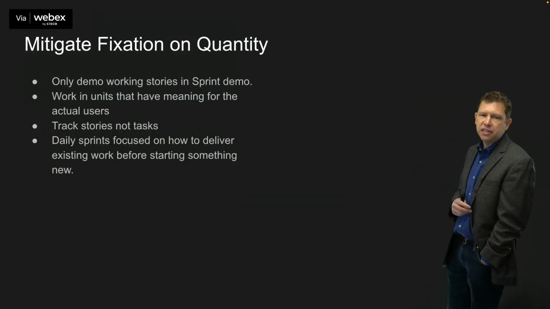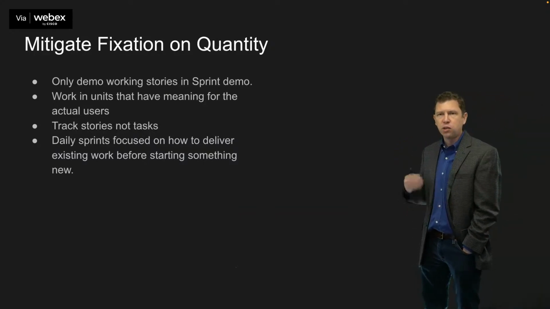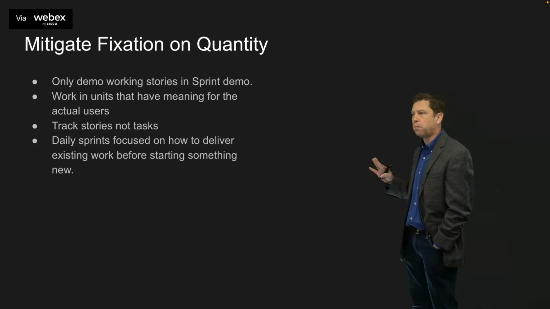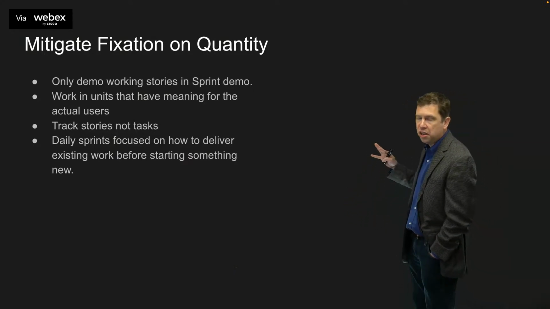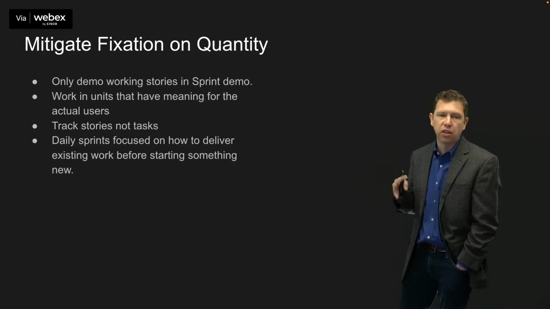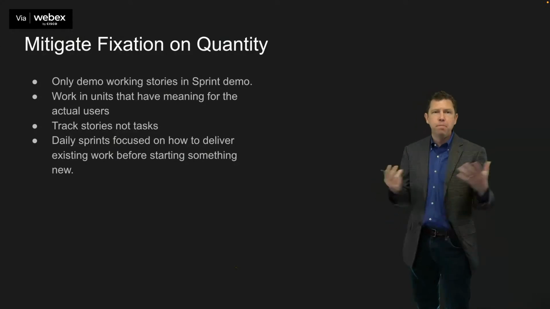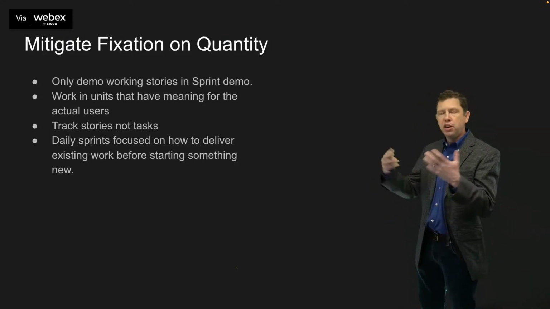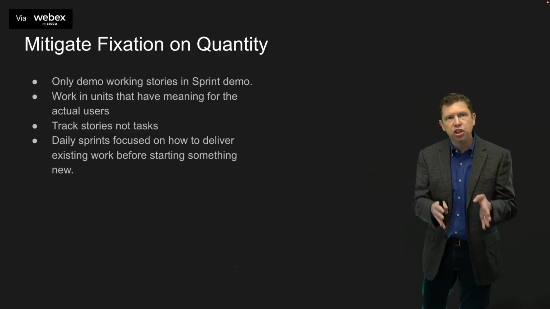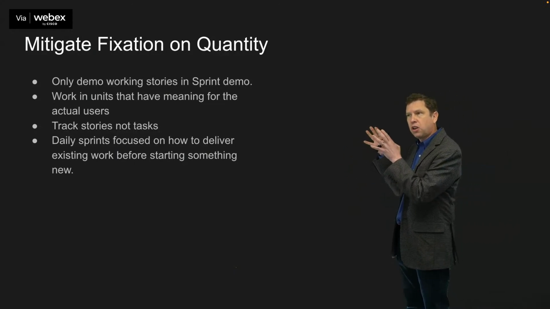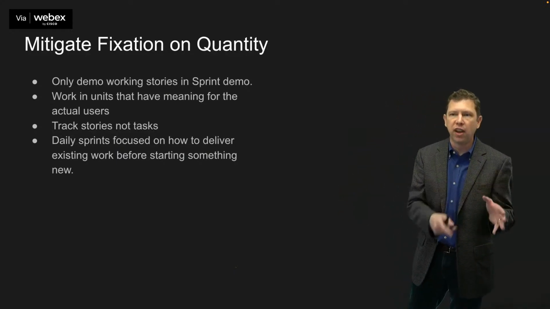So, ways to mitigate fixation on quantity. Only demo working stories in a sprint demo. That's one thing you can do to help make sure that you're pushing your team toward focusing on the quality and the value of what's being produced rather than the quantity. If you have demos where people are coming in and demonstrating, hey, we built this proof of concept, or hey, we did all this research on this new technology, it's not that those things are bad, but that's a big shift in focus, because now you're focused on whether people were busy during the sprint instead of what was actually delivered that was valuable.